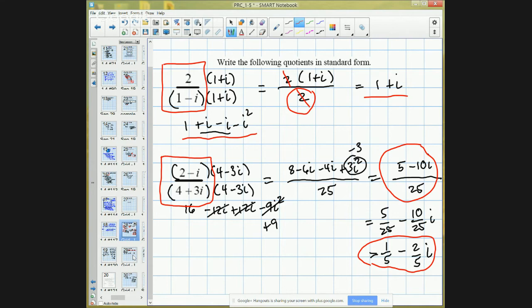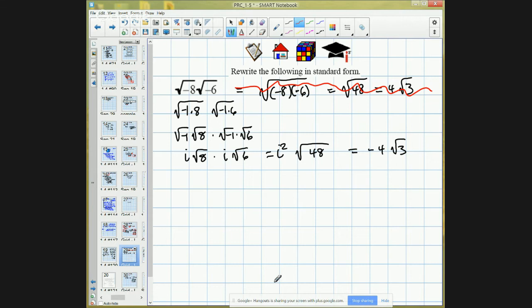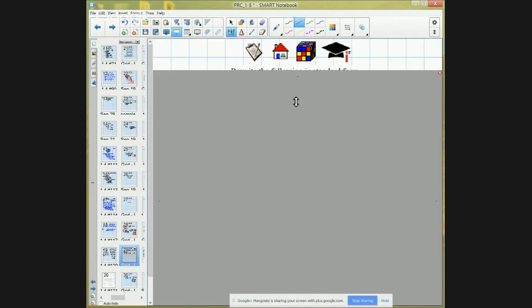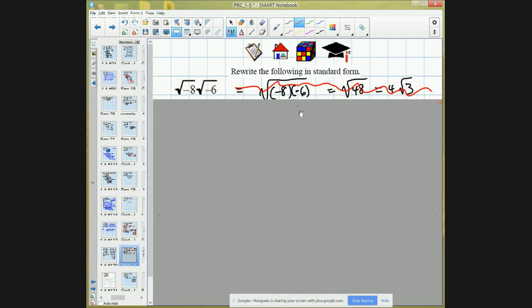Let's take a look at another one. Here's a little practice on rewriting in standard form. Maybe what I should do is just cover this up for a minute, and let's just look at the top. Now, the top thing I did incorrectly. That's why it's crossed out in red. So I'd like to explain.